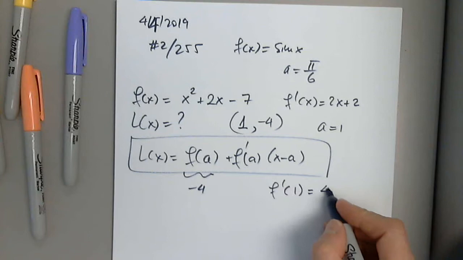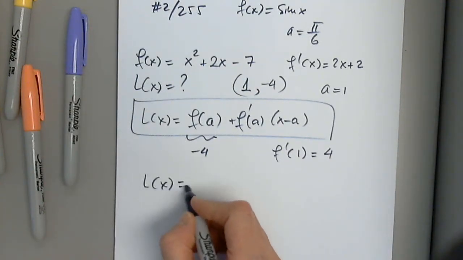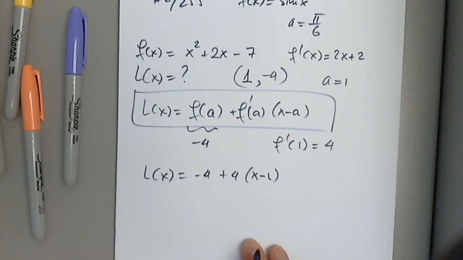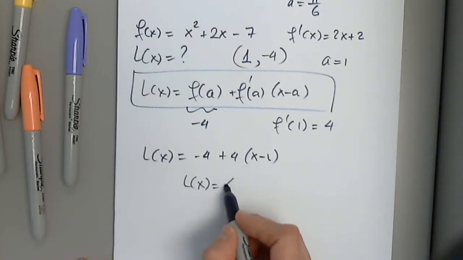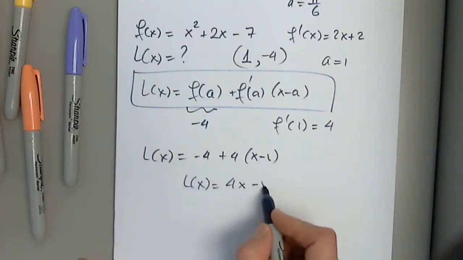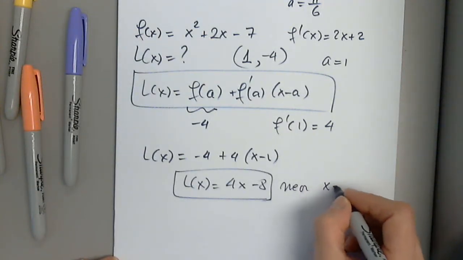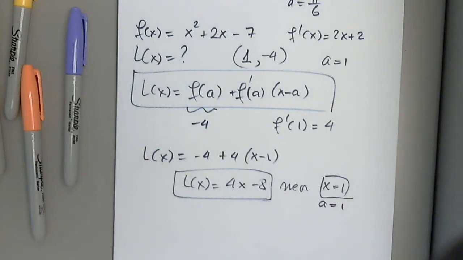4. Very good, awesome. So now all I have to do is put everything together. So the linearization is -4 plus 4 times x minus 1. Distribute, combine like terms, and it's done. So this is 4x minus 4 is minus 8. So this is for near x equals 1. Or if you want to write a equals 1, it's the same thing.